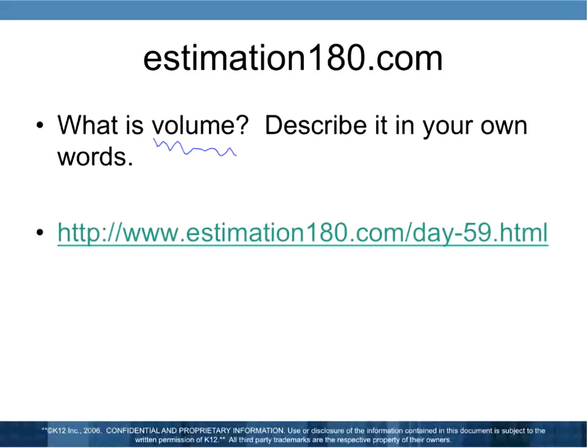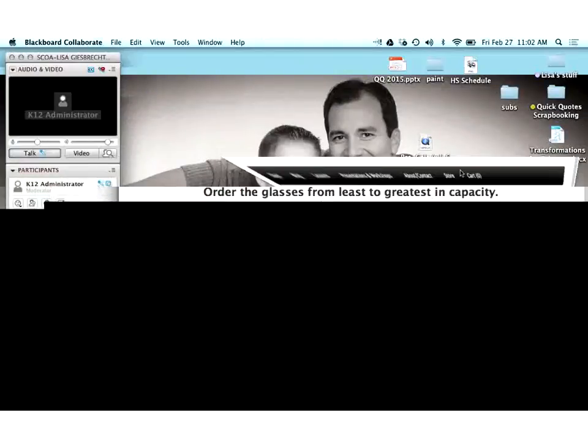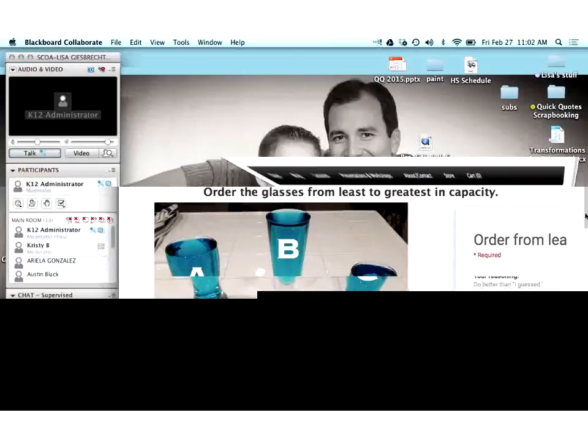So what we're going to do is I'm going to show you a picture, and you are going to estimate the volume. Not by number. You'll see in just a moment. So let me go ahead and share this website. I want to share my whole desktop. Okay. And this is a site called Estimation 180.